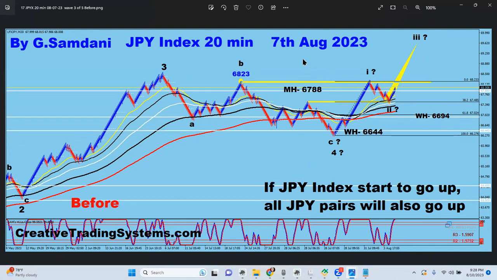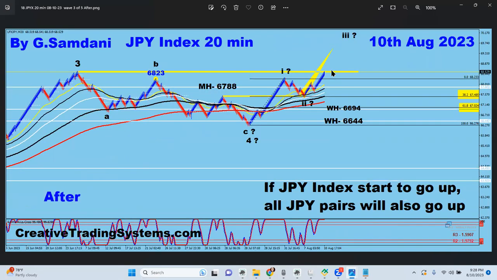So I made another chart on August 7th saying that it will go up, and if the yen index starts to go up, all yen pairs will also go up. It's written from the previous chart as well, right? So all are supposed to be going to the upside. So what happened to this chart? This is as of today, the 10th. It went from here, dipped a little bit, and then after that, straight up to this high.